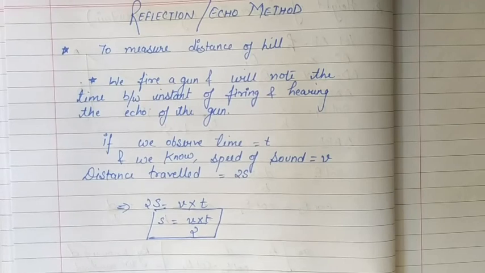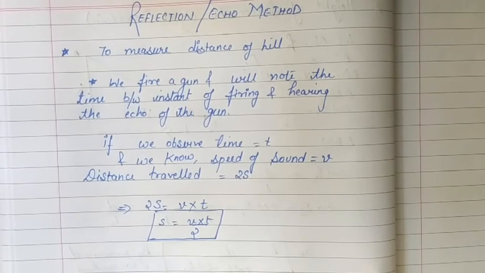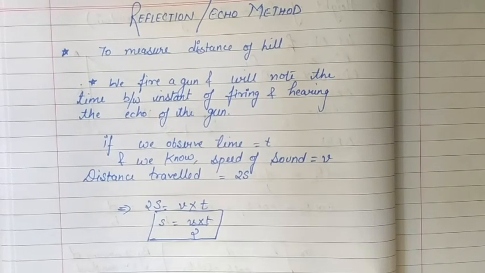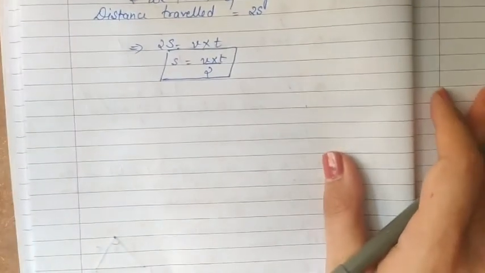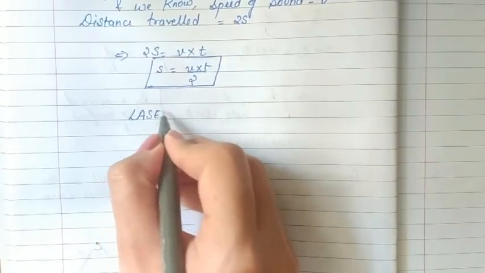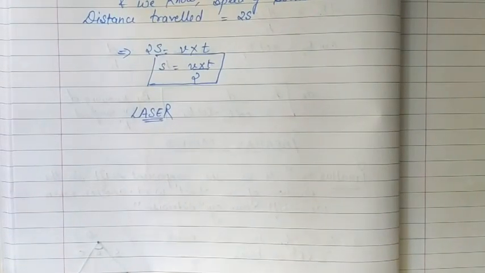But this method is not convenient if we want to find the distance of the moon or some farther object, because sound wave can't travel till that position. So for that we have separate methods like laser, radar and sonar method. So let's talk about the laser method, how it works. Actually laser method is similar to the reflection method only, but the difference is it works for farther objects, right?